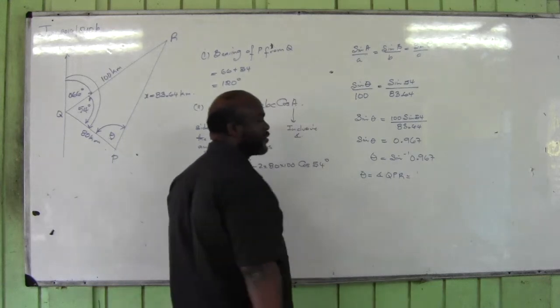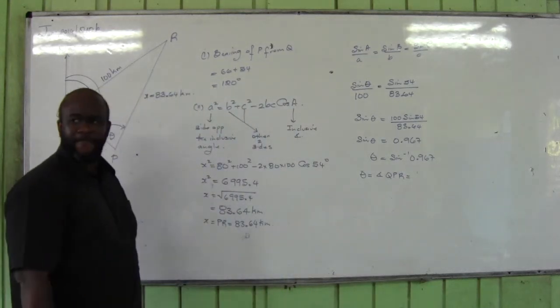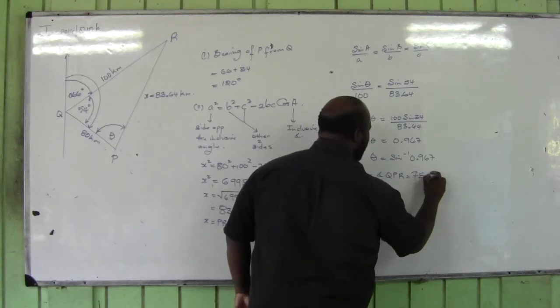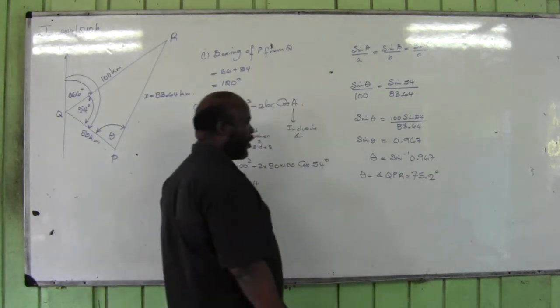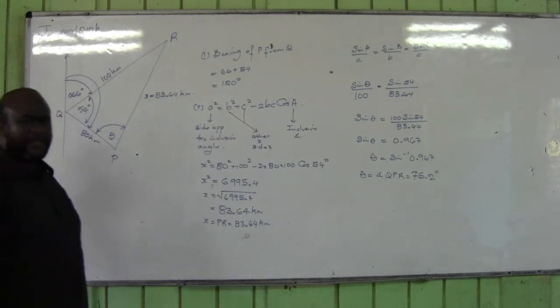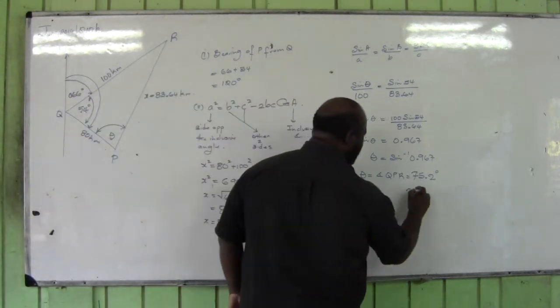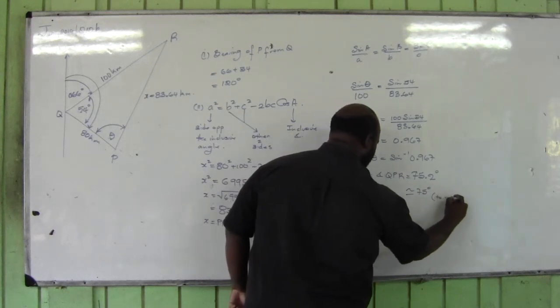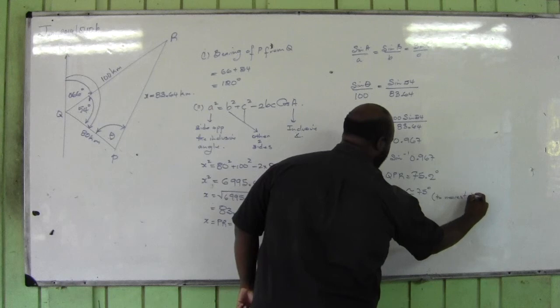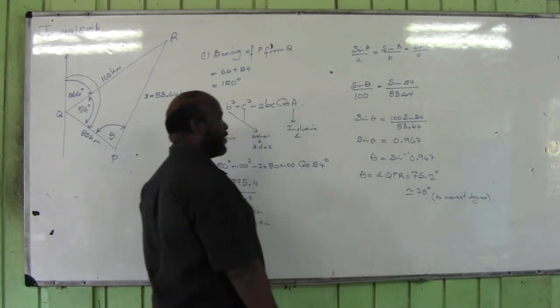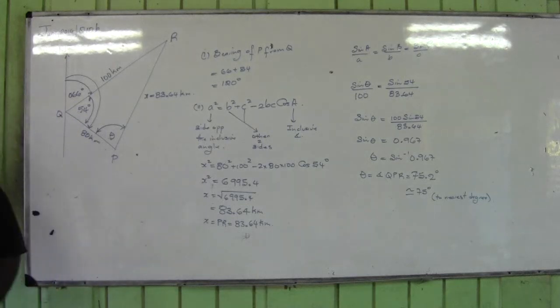Theta, which is angle QPR, is equal to 75.2 degrees. How did they say they want the answer? They said they want it to the nearest degree. So it is equal to 75 degrees to the nearest degree. Ladies and gentlemen, this is bearing. Oh boy.